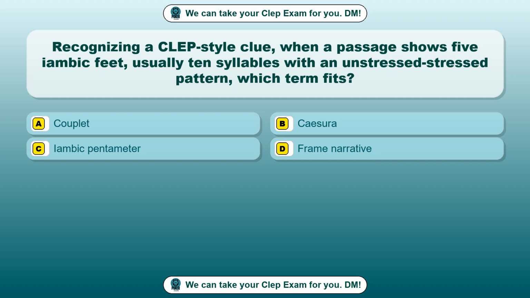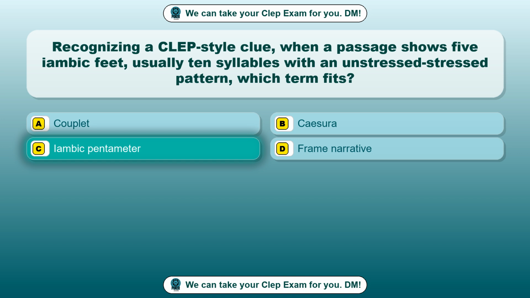Question 6. Recognizing a CLEP-style clue, when a passage shows 5 iambic feet, usually 10 syllables with an unstressed stressed pattern, which term fits? Option A, couplet. Option B, caesura. Option C, iambic pentameter. Option D, frame narrative. The correct answer is option C, iambic pentameter.